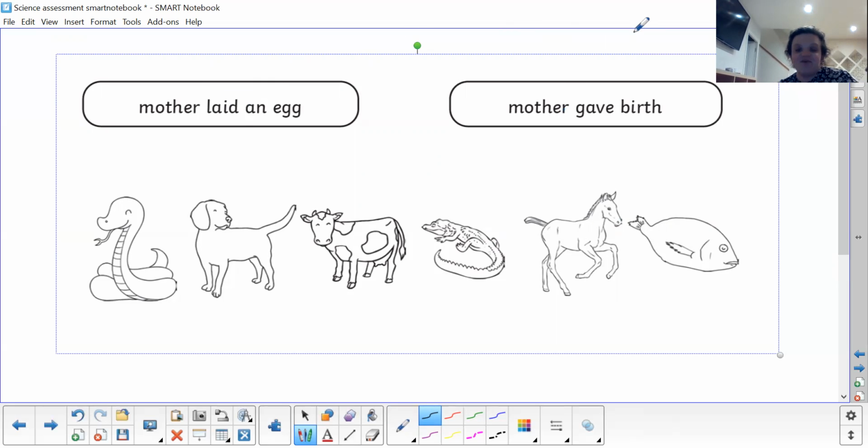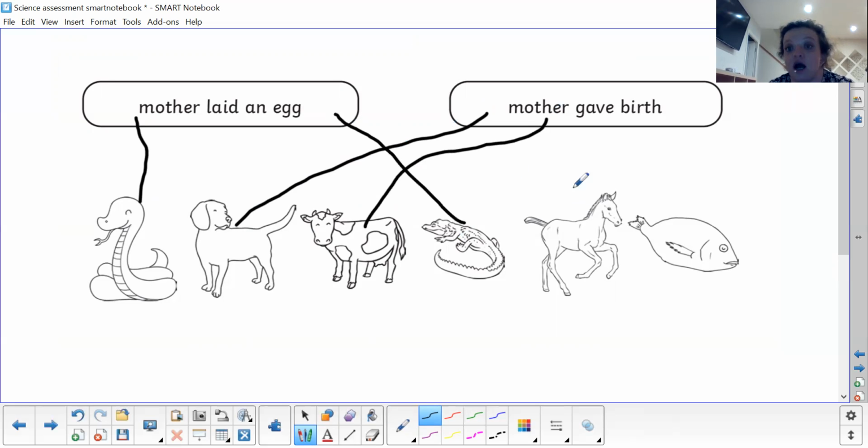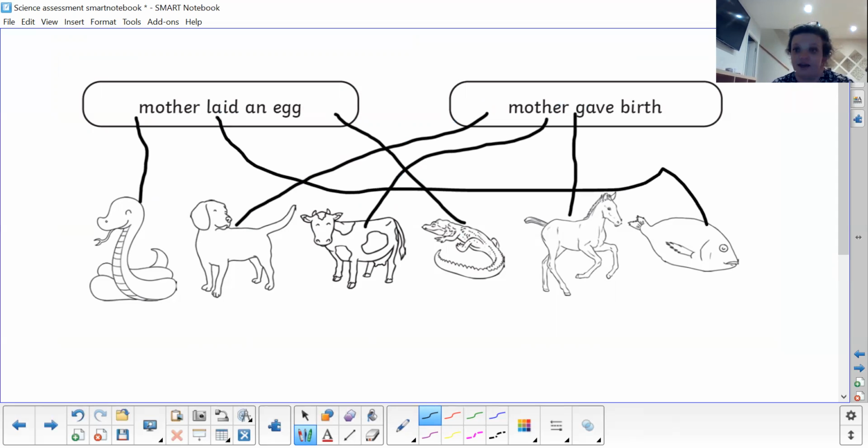Okay, fantastic. Well done if you've done that. Let's go through each one and match where it comes from. So we've got our snake, which laid an egg. We've got our dog, which gave birth. We've got our cow, which gave birth. Our crocodile is an egg. Our horse gave birth. And our fish is an egg. Fantastic. Well done.